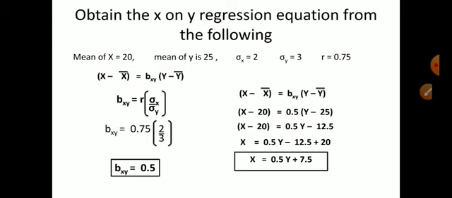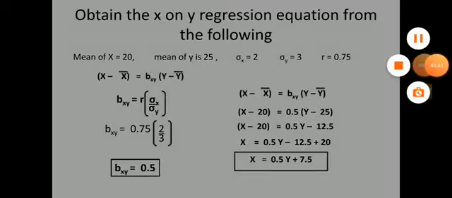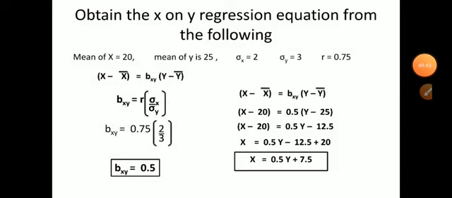And another type of problem you can expect is where they give the x and y series and ask you to find the regression equations. We'll be taking up that kind of problem. Okay, we'll have a look.